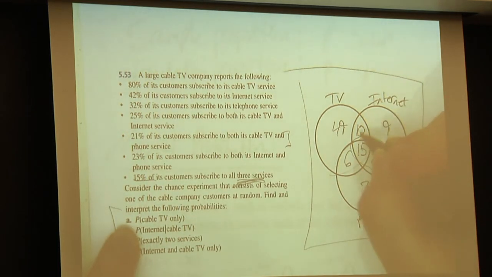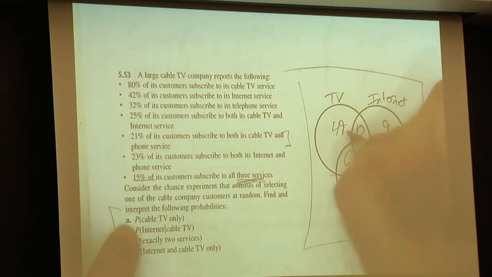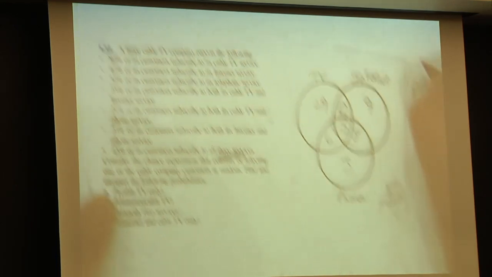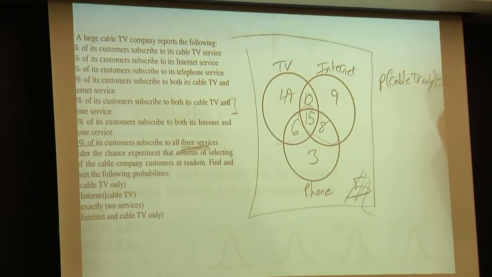Now if we look at part A here, probability of cable TV only, if we only have cable TV, that means we're not intersecting with anything else, right? And we said we had 100 people, so it's just 49 out of the 100, so 0.49. So cable TV only, 0.49, 49 out of 100.